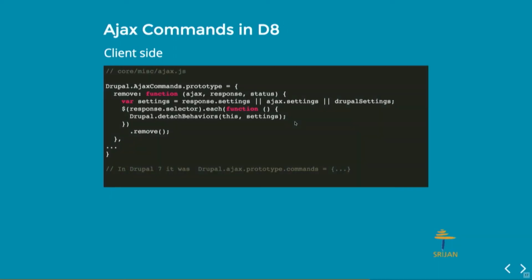It uses the same methodology: you simply attach an Ajax behavior to any element, and then it's going to invoke a callback function on the server side, and then you prepare a response and send it. The difference is that in Drupal 8, the client-side commands are moved to a new namespace, Drupal.AjaxCommands.prototype, which in Drupal 7 were in Drupal.ajax.prototype.commands. Now each command is a function inside this namespace, and it's going to take three arguments.